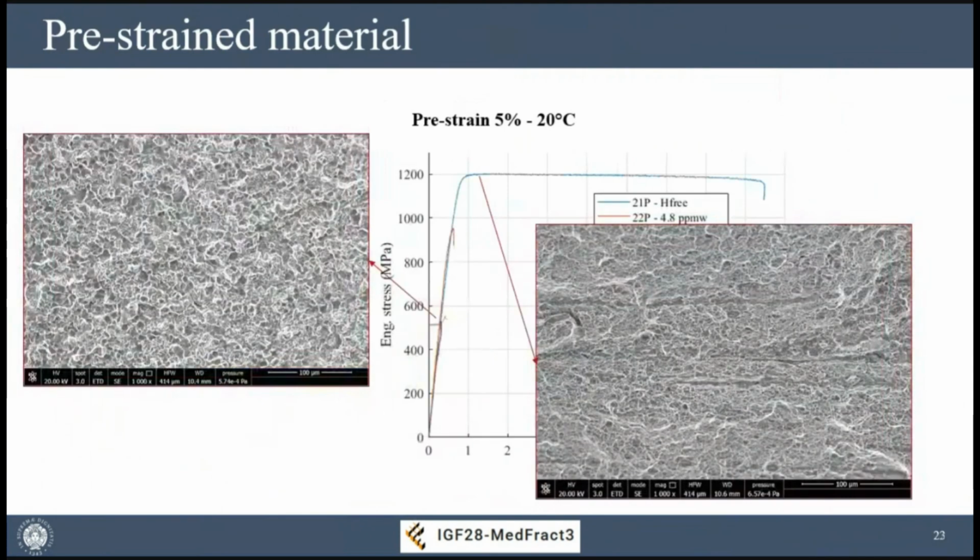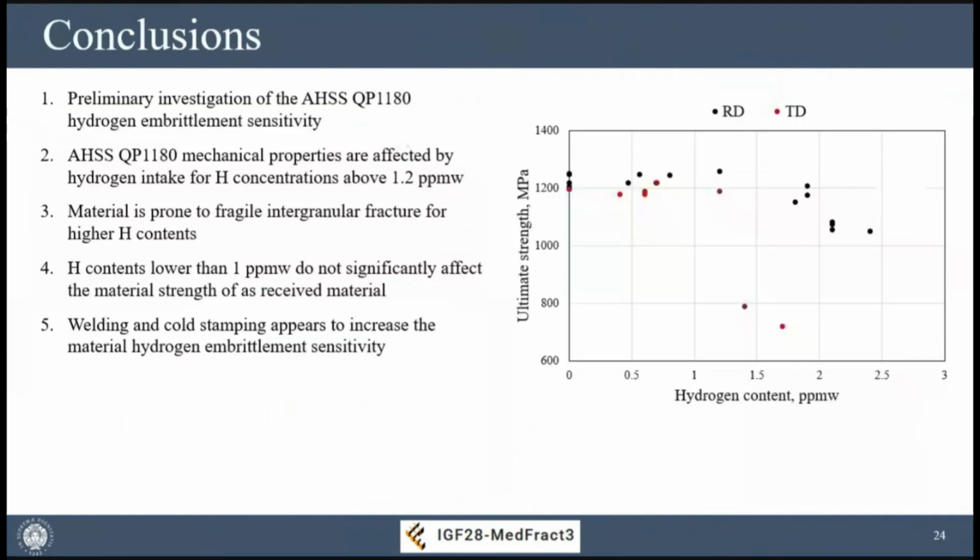Also here you can see that if we look at the hydrogen-free pre-strained material, with less elongation due to pre-strain, we have a ductile surface. When we have a hydrogen intake, the fracture surface becomes very brittle with intergranular fracture also here. It's clear that this is a material with 4 parts per million of hydrogen, which is a significant intake.